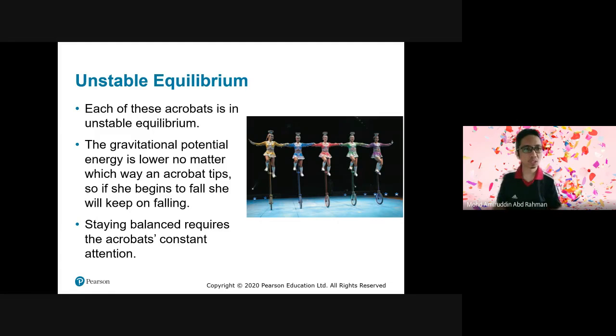The gravitational potential energy is lower no matter which way an acrobat tips. So if she begins to fall, she will keep on falling. This means that to stay in balance, the acrobat needs constant attention. To balance on this high bike, she needs to ensure the balance point, so that's why she needs to use her hands.